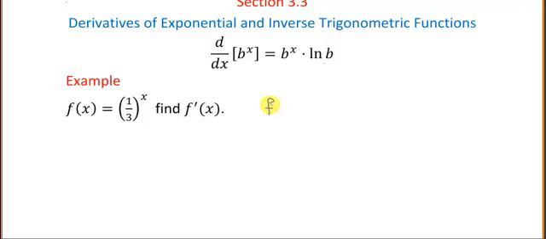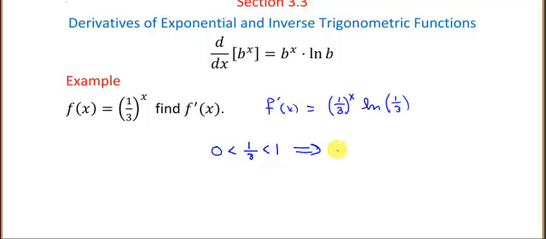Again, notice the constant base of 1/3 and the exponent is a variable, x. This is an exponential function. So its derivative is going to be the exponential function itself, 1/3 to the x, times the natural log of the base. And in this case, since the base 1/3 is between 0 and 1, this implies that the natural log of 1/3 is negative.